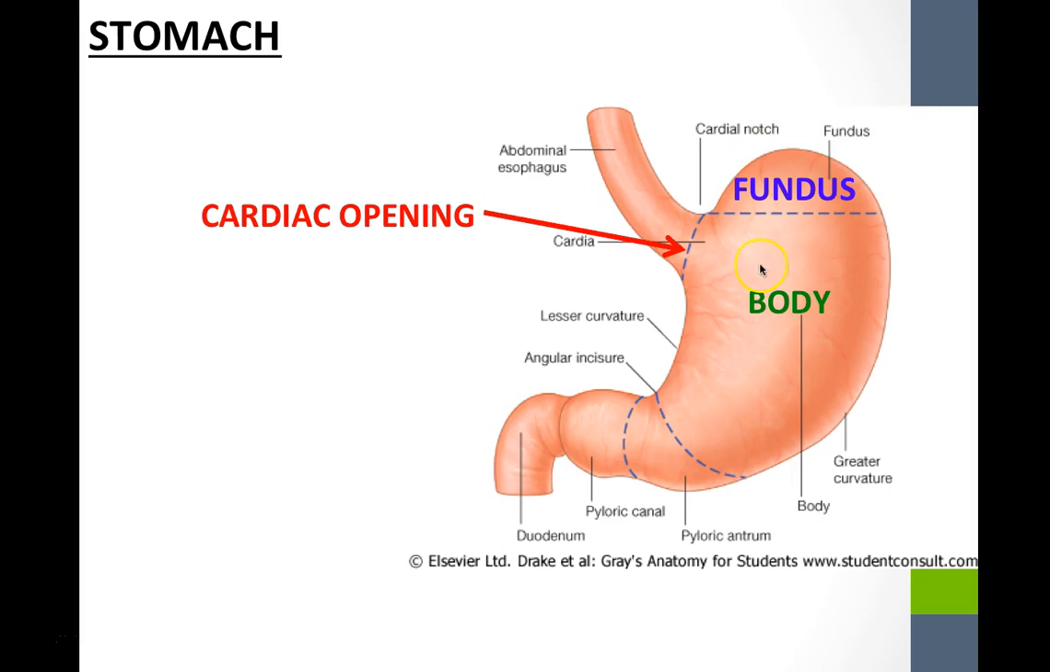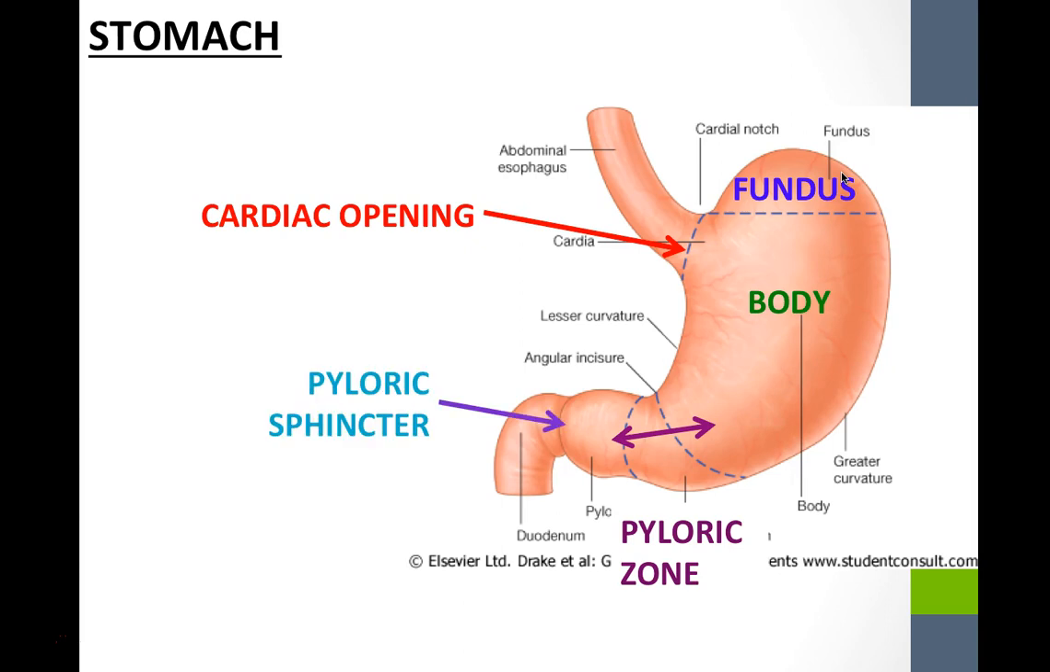And then the main mass of the stomach is called the body, and the inferior portion is known as the pyloric zone. The word pyloric or pylorus refers to gatekeeper, and that is because we have a muscle here called the pyloric sphincter, and when it contracts, it closes off the stomach's entrance of contents into the intestines, and so it is gatekeeping at that point. And of course, when it relaxes, it will allow the contents of the stomach to move into the first part of the small intestines.